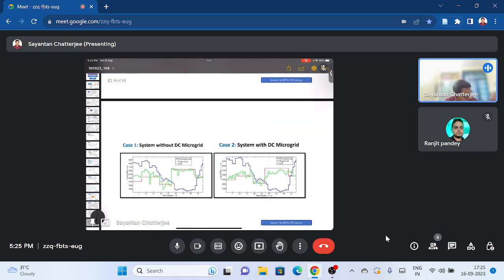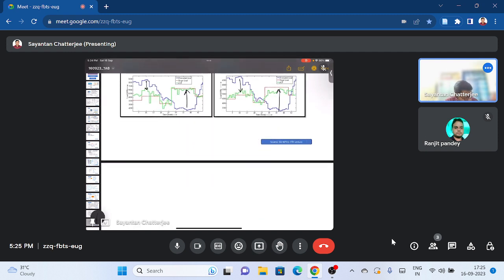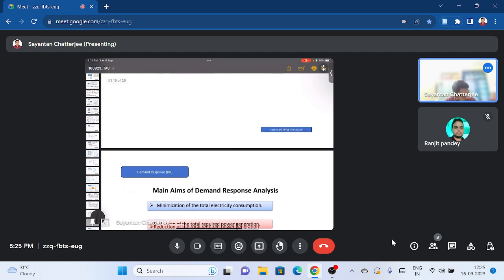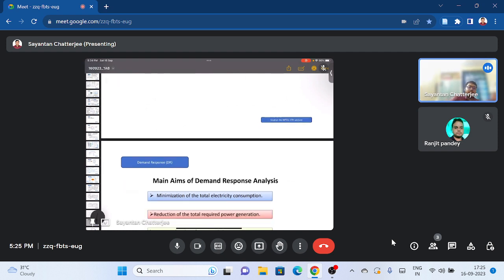Now, similar is the case for the microgrid, where a similar case of customer participation has been considered, and this is the objective, and similarly this power profile has been met. Again, for the microgrid, this is without microgrid, and this is with microgrid, DC microgrid. So the demand response program successfully met. So this is the demand side management program.